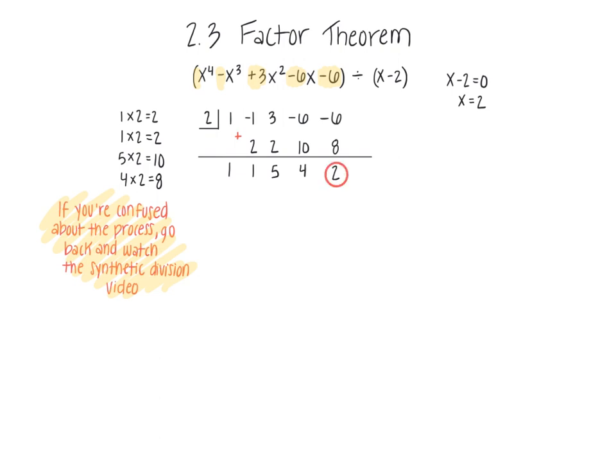So according to factor theorem, x - 2 is not a factor of this polynomial. So if I were to look at the graph of this polynomial, I would not see the graph crossing the x-axis at 2.